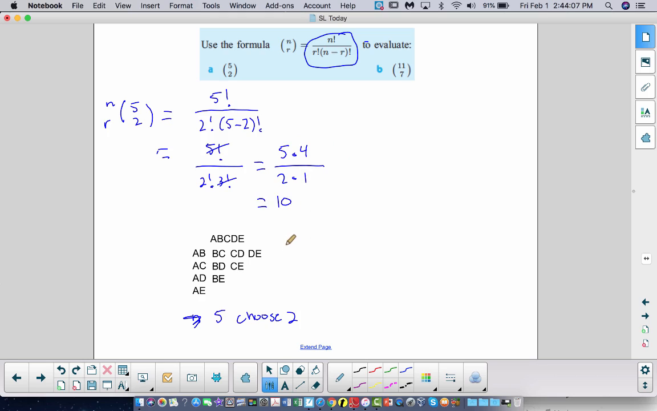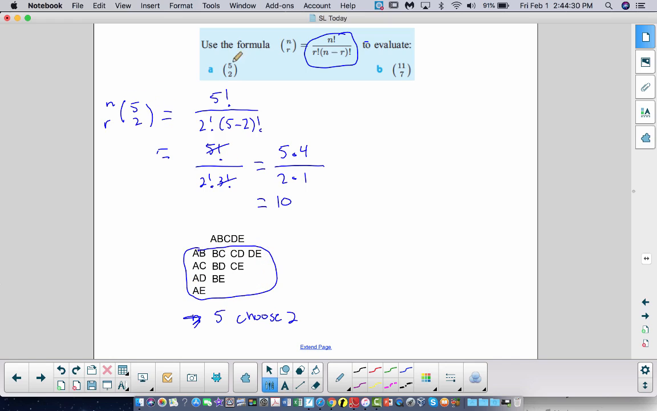Okay, so what's the significance here? Why do we call this 5 choose 2? And it equals 10. Well, guess what? Whenever you have a group of 5 arranged in combinations of 2, the result is going to be 10 distinct groups.